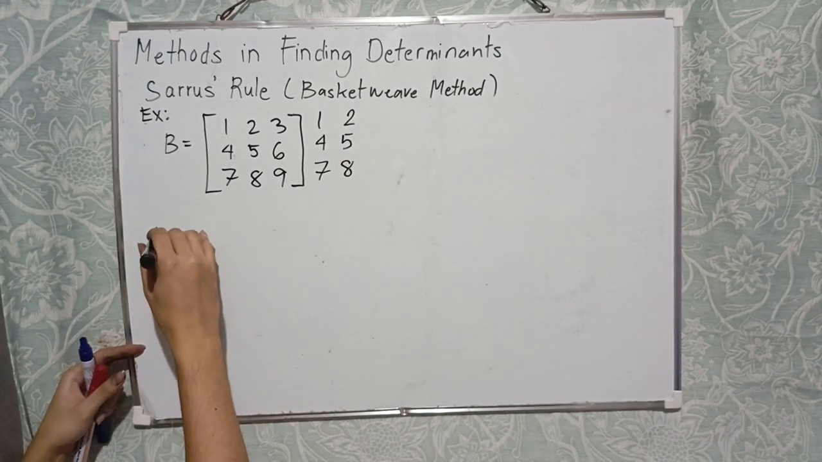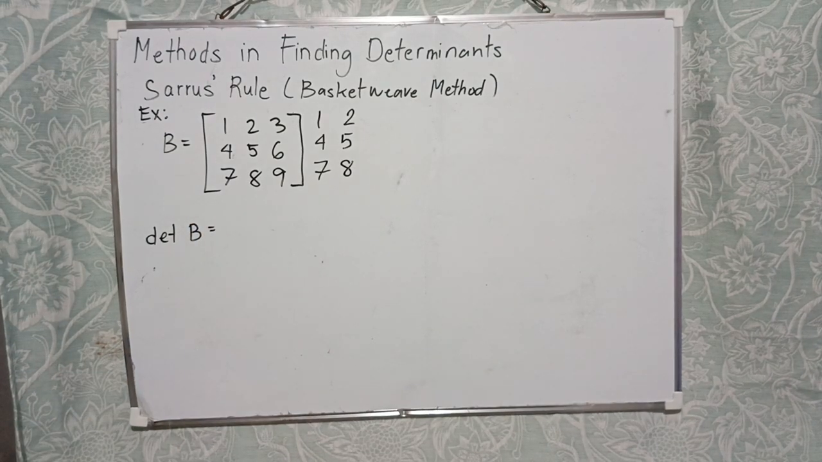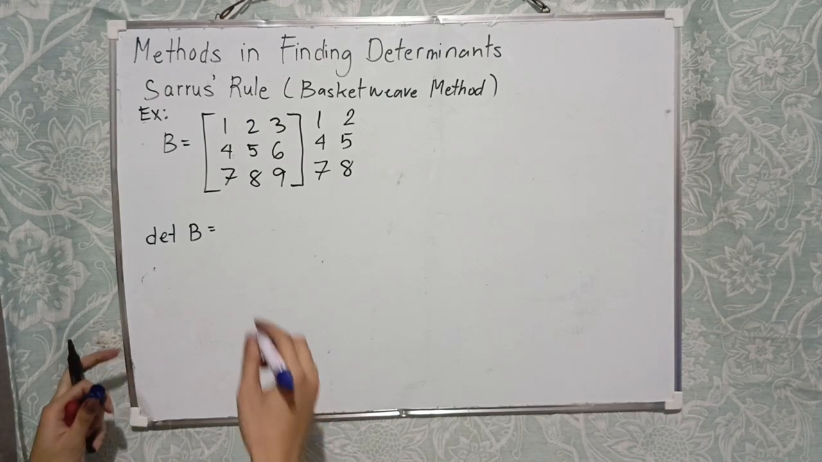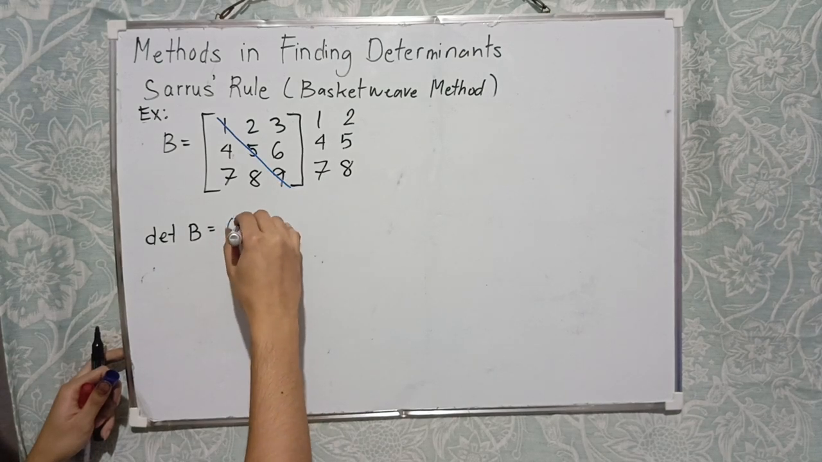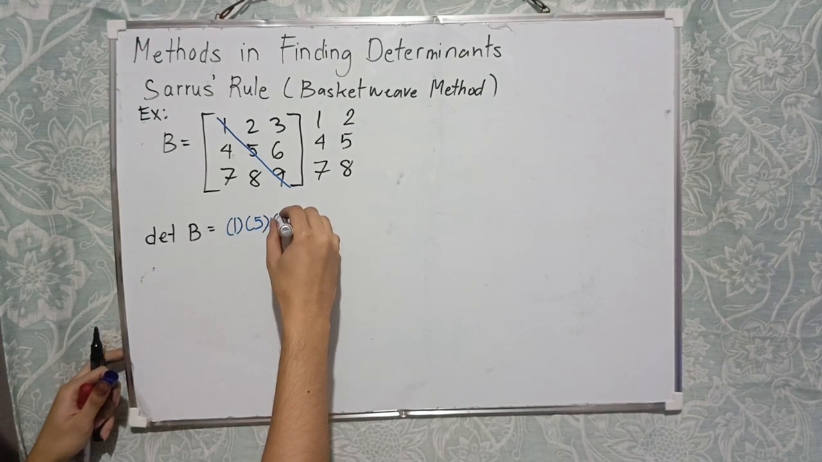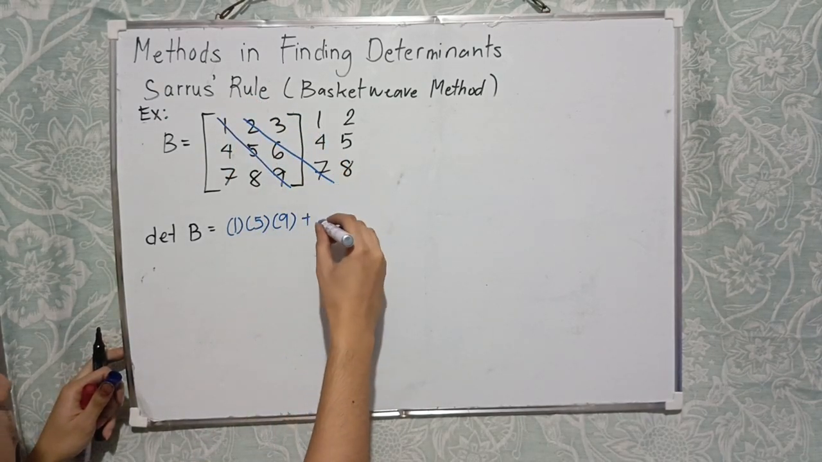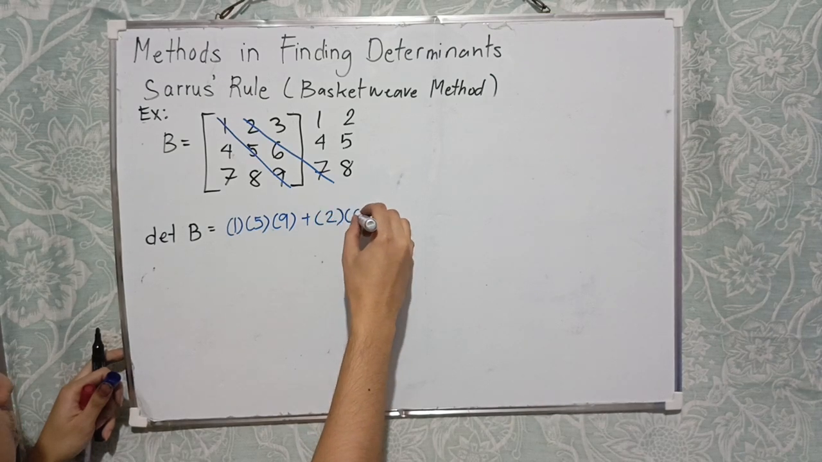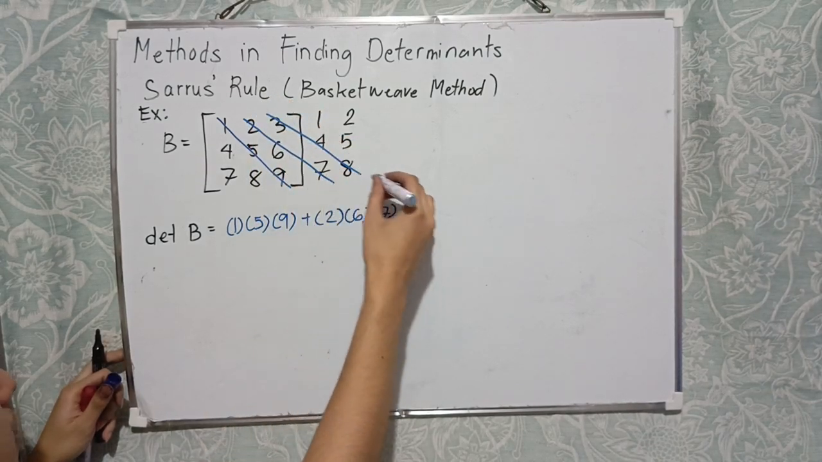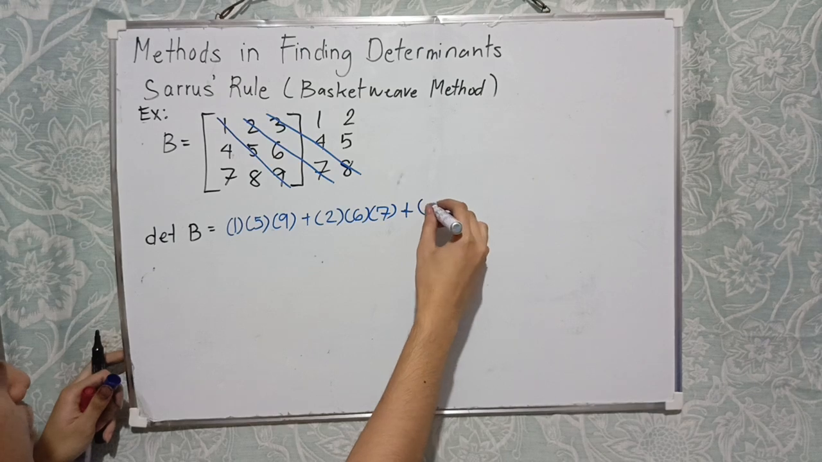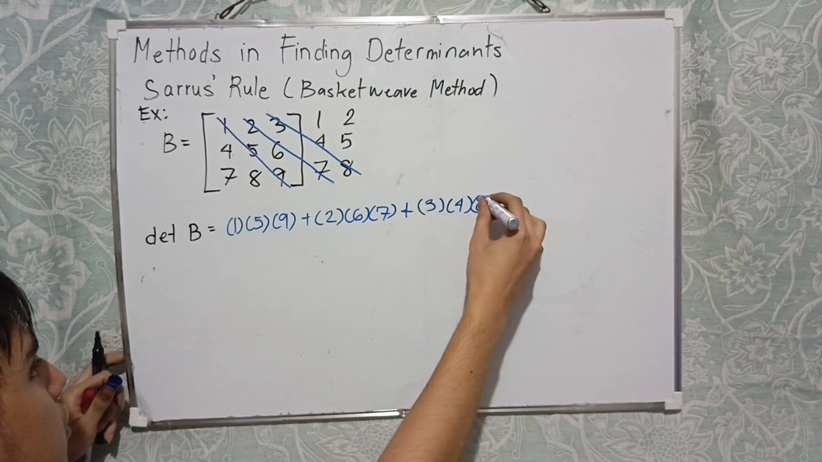Next, to find the determinant of matrix B, multiply these elements. So we have 1 times 5 times 9, plus this one, 2 times 6 times 7, plus multiply this element, 3 times 4 times 8.